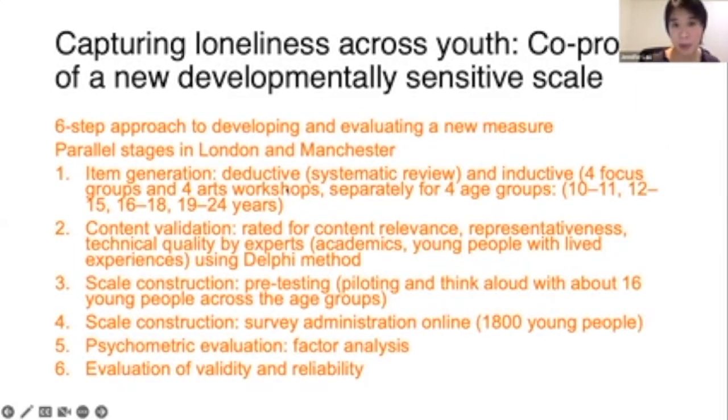So it's a 6-step approach of what we're going to do to developing and evaluating this new measure, and we'll be doing data collection, so each of these stages in London and Manchester, to increase the diversity of the sample and the generalisability of it as well. So first of all, in terms of developing a new measure, what we'll do is we'll look at the existing literature to see what kinds of concepts and constructs are important for loneliness in young people. We'll then run some focus groups and also some arts workshops to try to get young people to talk about their loneliness experiences and use those to generate new items.